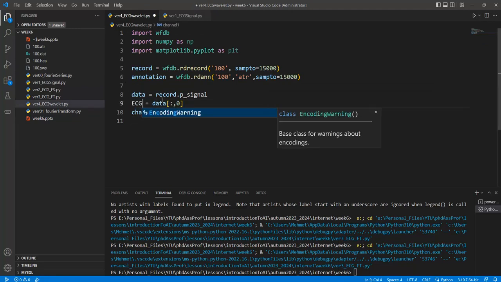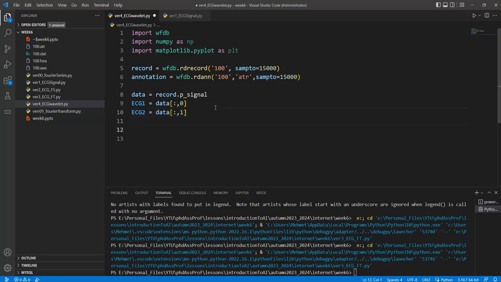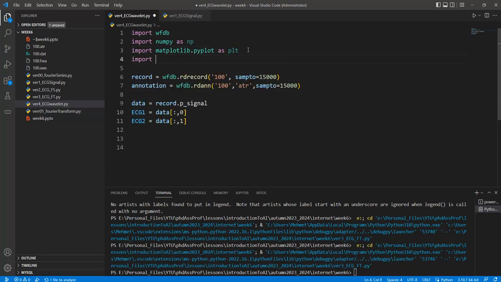This is ECG1 and ECG2, and after that we need to include the what? Import pywt, pywavelets. This is the standard library to obtain each level of the wavelet from the ECG signal or any other signal. Okay, you can utilize this function.